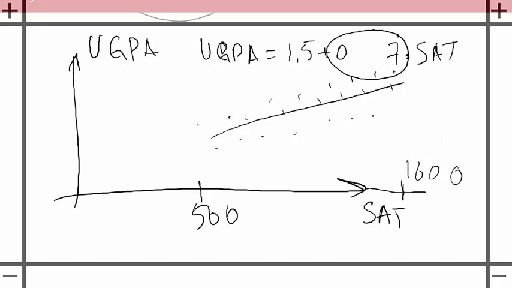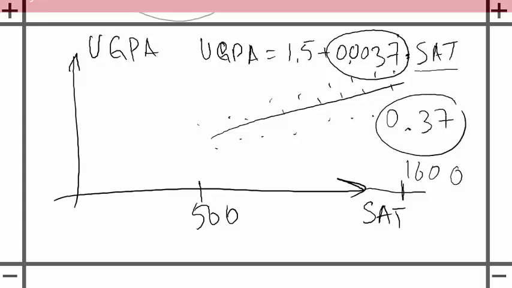Probably I need to include another 0. Okay, 0.00375. Okay, how do I interpret that one? Well, I can interpret that with each 100 extra points on the SAT score. You multiply 100 by the slope, you get 0.37, something like that, right? For each 100 extra SAT points, the university GPA is predicted to go up by 0.37 on average. That's similar to the interpretation we had before, right?